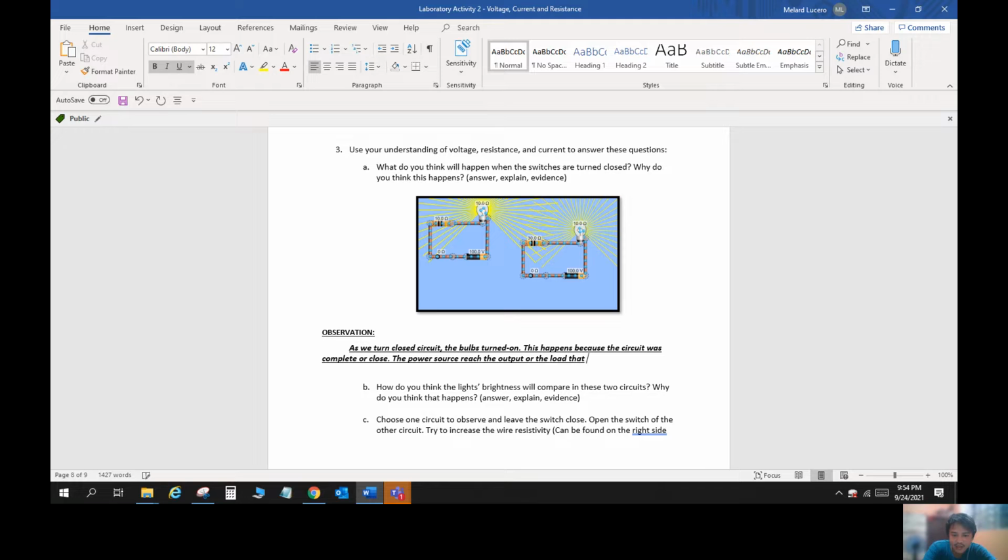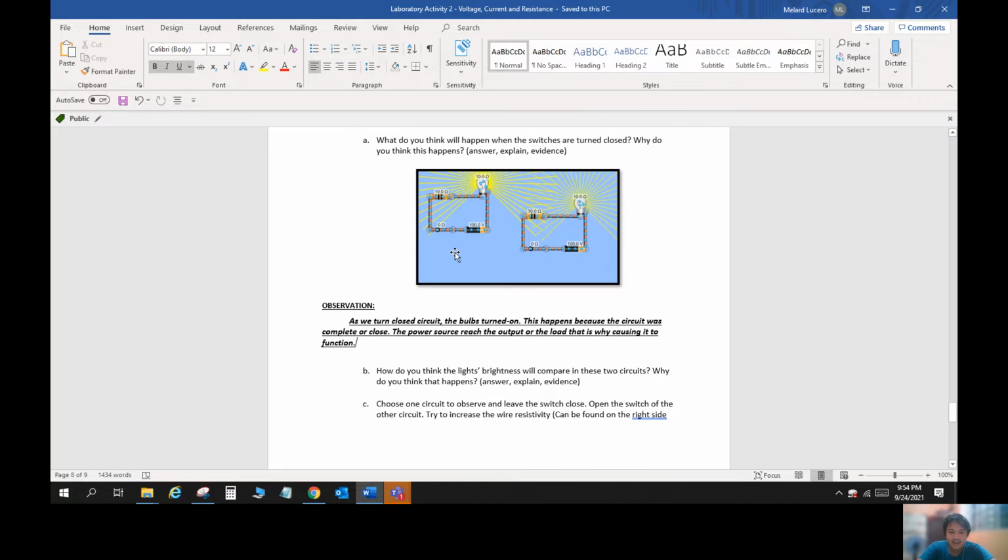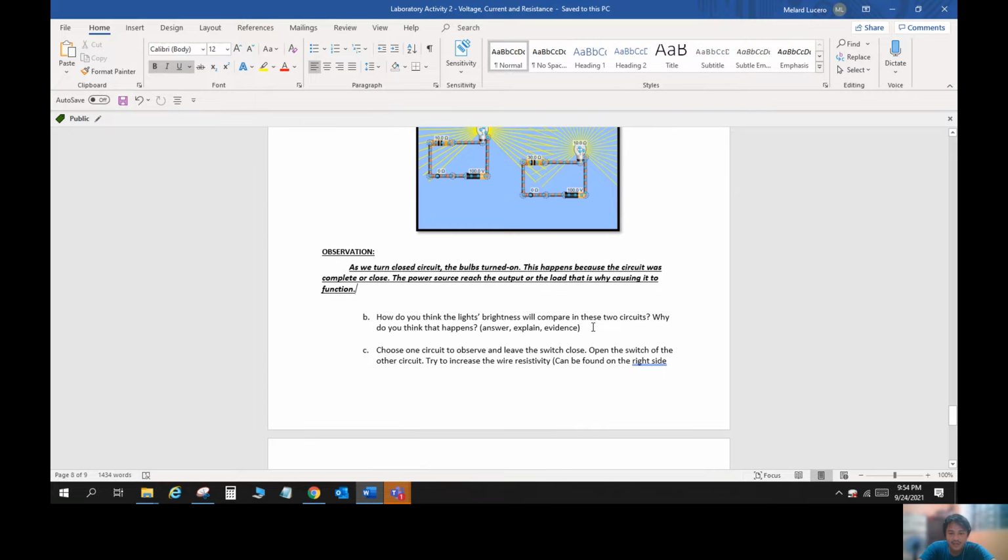That is why causing it to function. Yun na lang siguro. So, medyo clear naman siguro yan. Explanation na yan. Okay. So, next, the letter B.